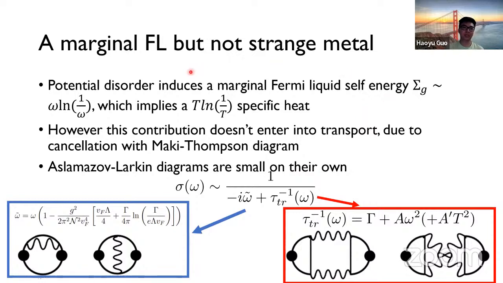Yeah, so if you look at the transport properties of the marginal Fermi liquid, what you find, first thing is that if you have potential disorder, you get a marginal Fermi liquid self-energy. So from this self-energy, you could work out the thermodynamics of the system. If you look at the specific heat, there will be a T log 1 over T term.